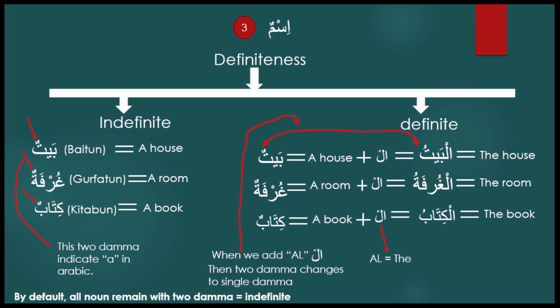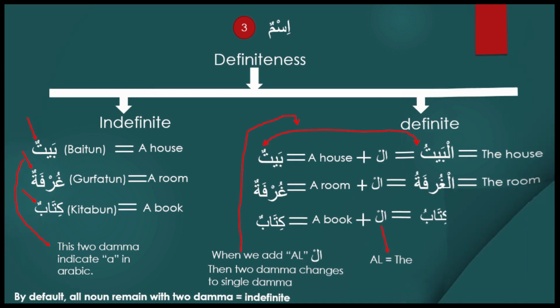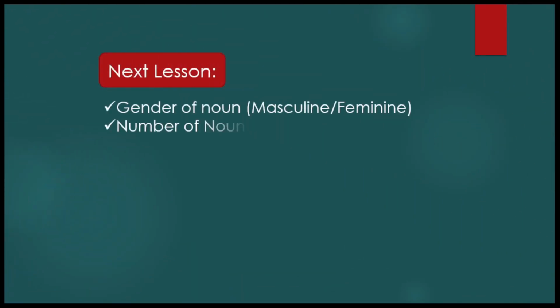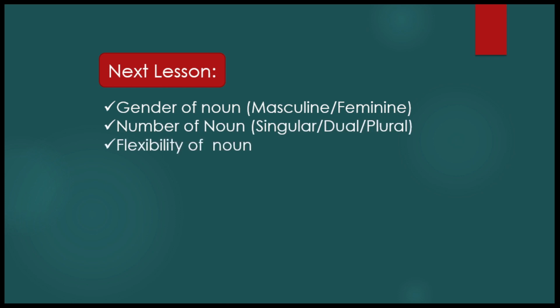A noun in the indefinite state always takes double dhamma, and in the definite state it always takes single dhamma. This is the default state of noun. Our next lessons will be gender of noun, masculine, feminine; number of noun, singular, dual, plural; and the flexibility of noun.